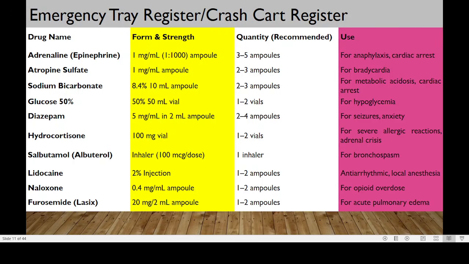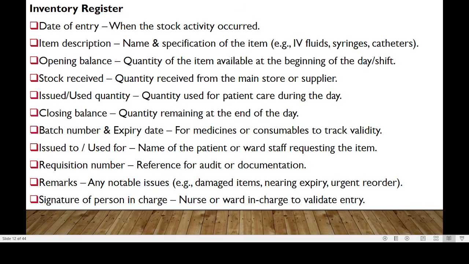The next is the emergency tray register. You can see that. In other sectors, it's referred to as the crash cart register. Some of the common drugs that we need to find here are adrenaline, used for anaphylaxis or in cardiac arrest, atropine sulfate, used for patients who are bradycardic, sodium bicarbonate, used in patients who have metabolic acidosis or experiencing cardiac arrest. We also have glucose 50%, diazepam, hydrocortisone, albuterol for nebulization, lidocaine, naloxone, and the Lasix. Those are some of the drugs that you'll find there.